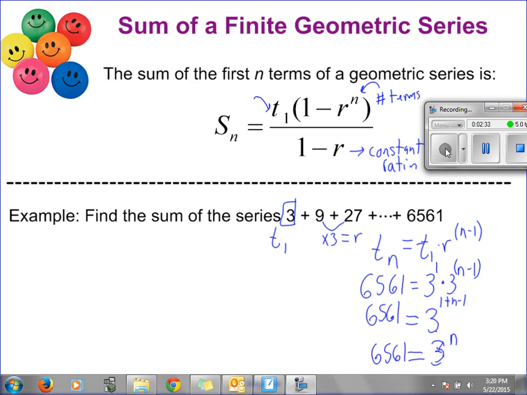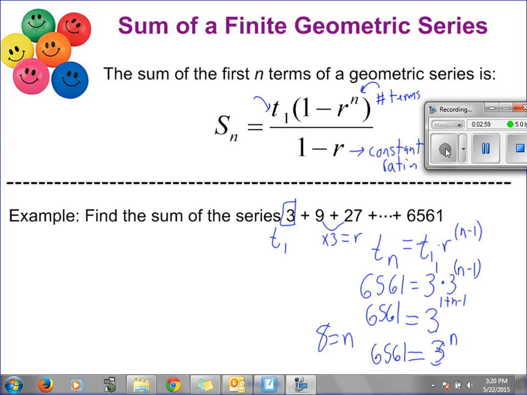So it seems like we just need to know, 6,561 is 3 to what power? If you do a little bit of work on your calculator, multiplying by 3s, I think we end up getting that 8 is equal to n. So if we're looking at 3 to the nth power, that'll be 6,561. So when trying to figure out how many terms we have, that's essentially a quick way to find it. So now we know that 8 equals n.